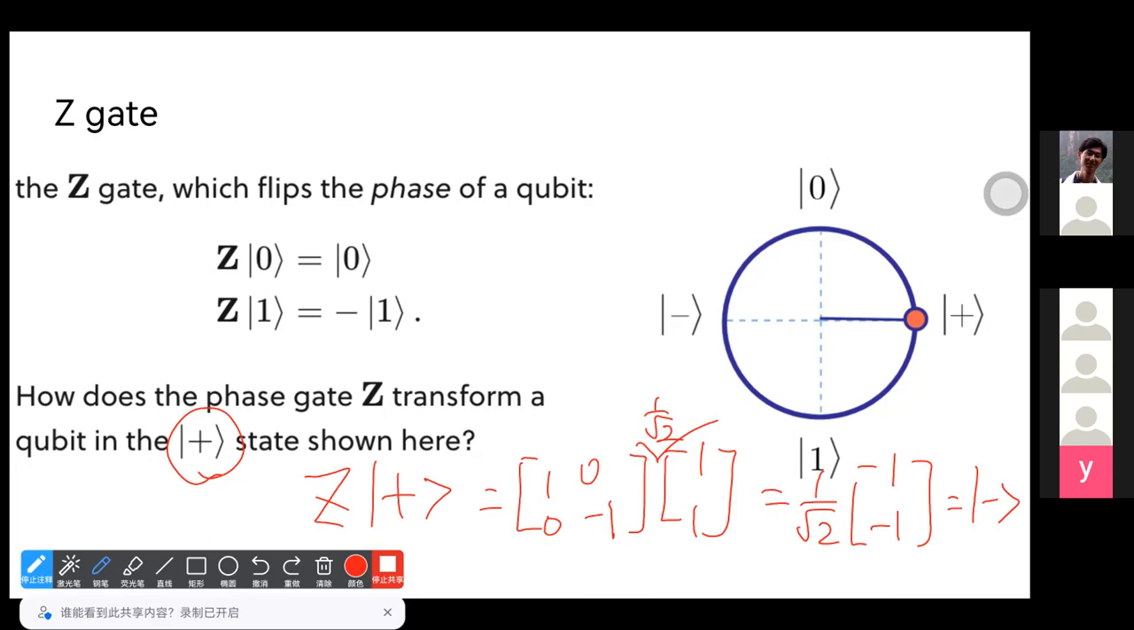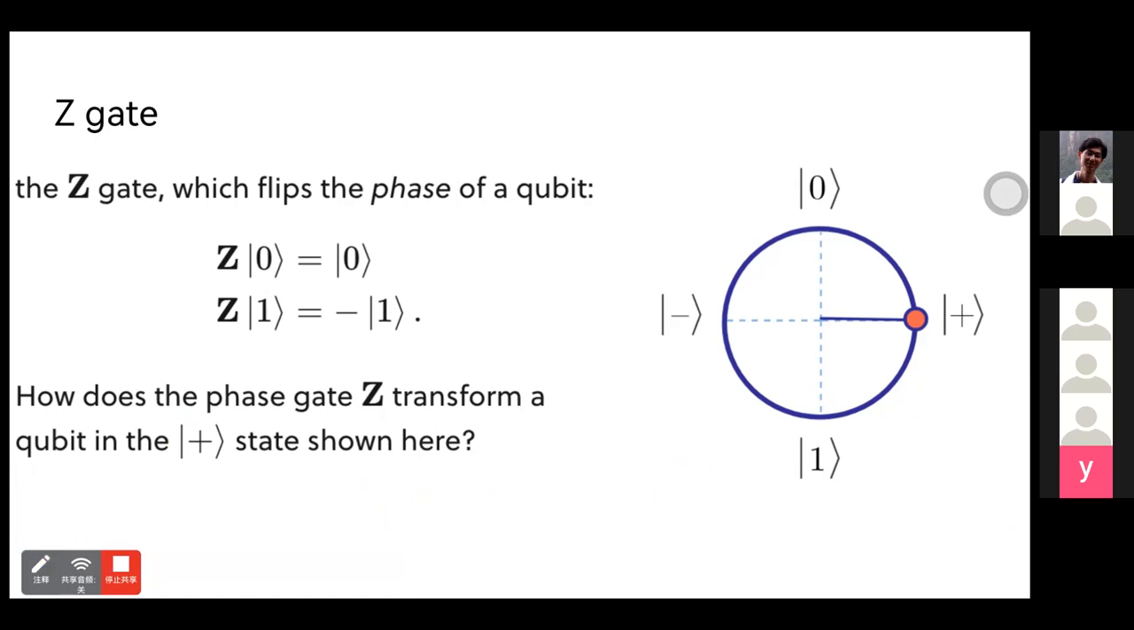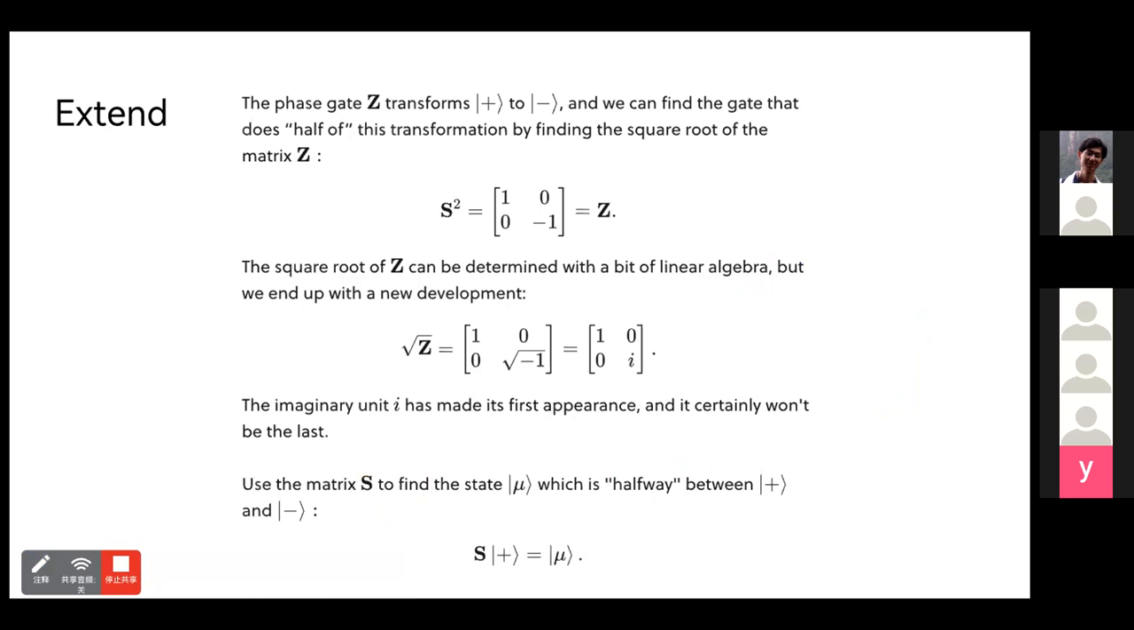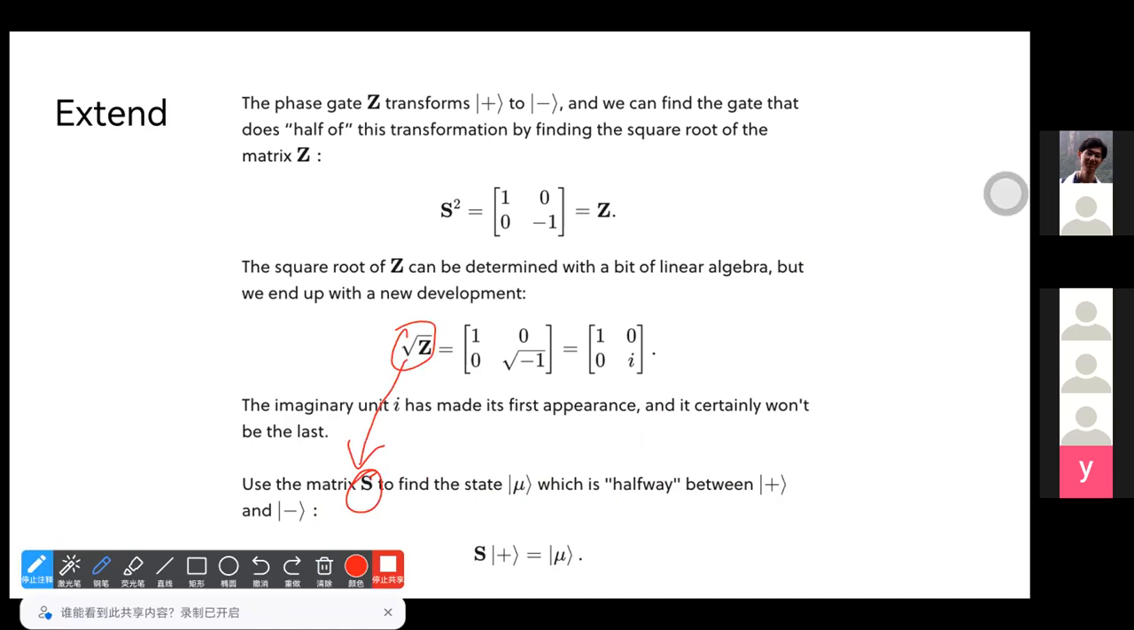So this is the Z gate. However, we have a question here. If we know the Z gate transforms the plus to the minus, how can we find a gate that does half of this transformation? By finding the square root of the matrix Z. The square root of the matrix Z actually goes to the imaginary space. It's a complex space, not our real number space. And this square root of Z, we can define as a new gate S, and it will transfer the plus state to the plus-i state.